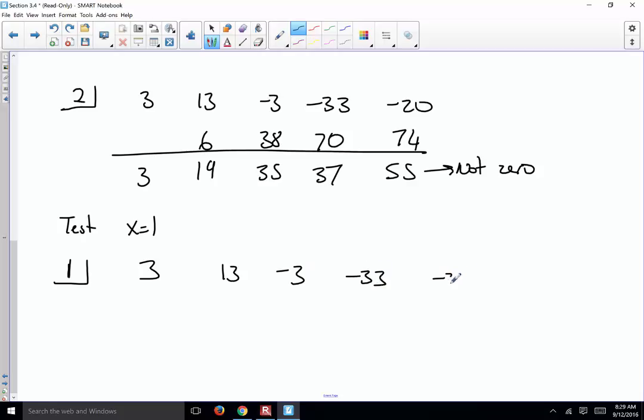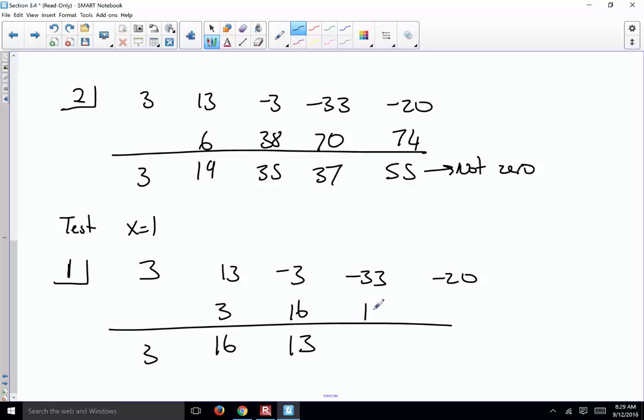Let's see if Courtney is right. 3, 16. Is that almost? She's not lucky as well. I wish this was plus. Did I make a mistake somewhere? Let me see. 3, 1 times 3, 16, 16, 13, minus 20. No, I wish this was a plus. Not 0. Sorry.